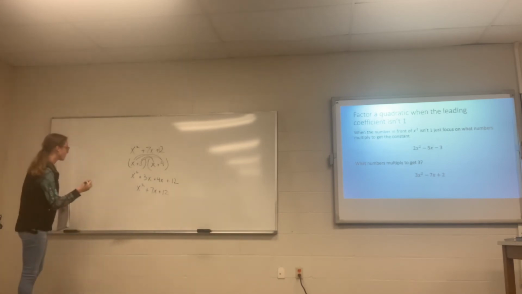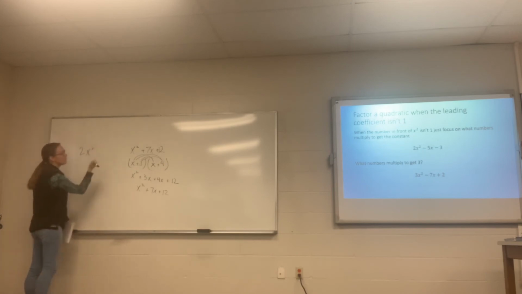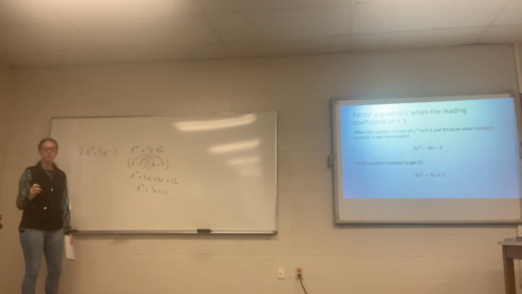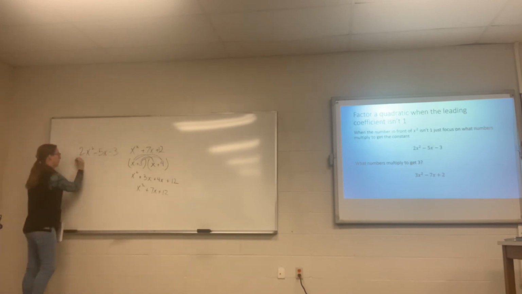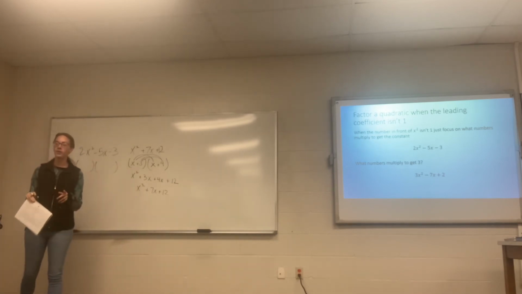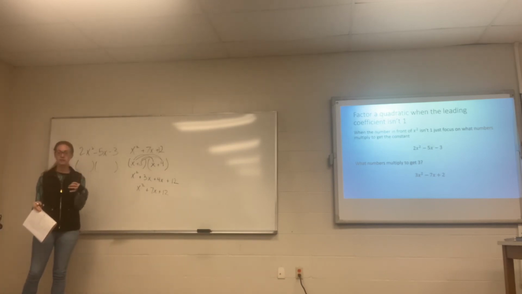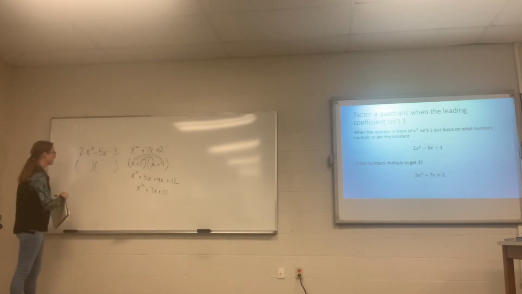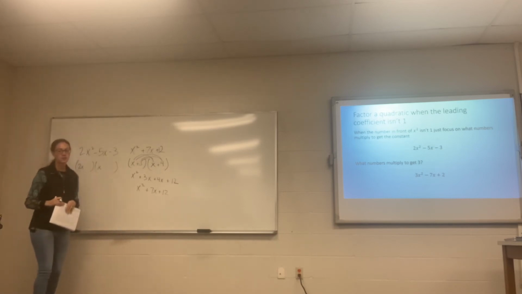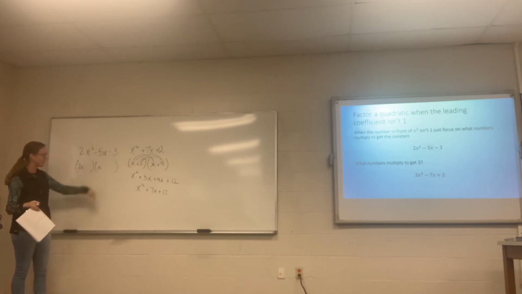Okay, so for this second example, we have 2x squared minus 5x minus 3. So first of all, to get this set up, I'm going to just draw my parentheses. And I now know that in order to get 2x squared, I have to multiply 2x times x. So in one set of parentheses, I'm going to have 2x, and in the other, I'm going to have x. Because that's the only way that I can get 2x squared, by taking 2x times x.